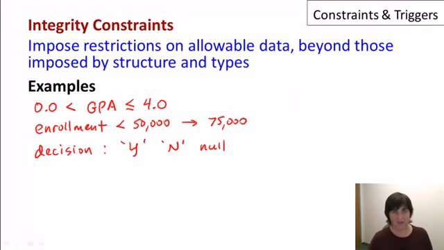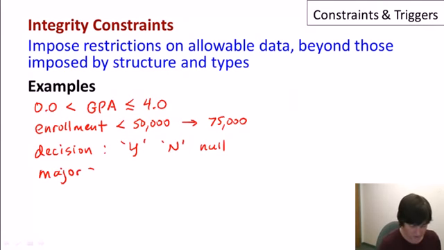Again, each of these is constraining the data that can be in the database beyond the type structure that's already been defined. Here's a little more complicated one. Maybe we'll want a constraint that says no decisions have been made on CS applications. So if our major equals CS, then this is a sort of logical implication, then our decision is still equal to null.